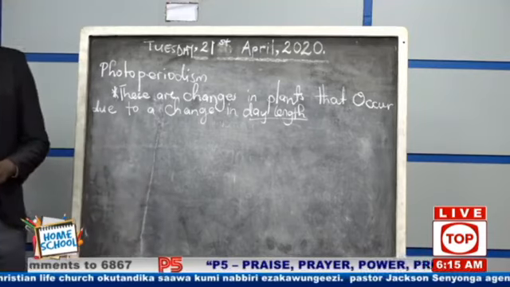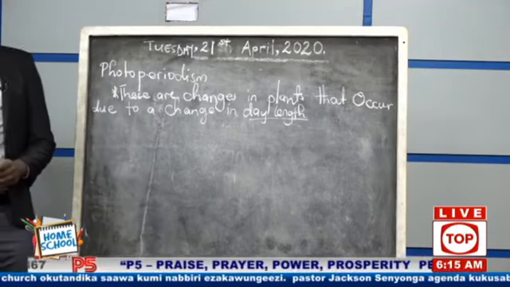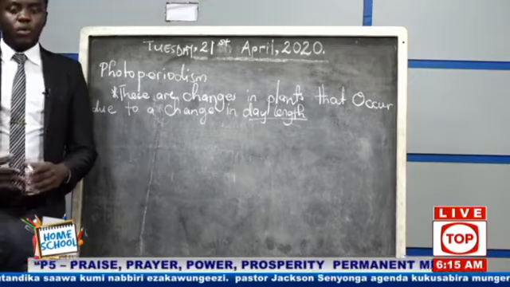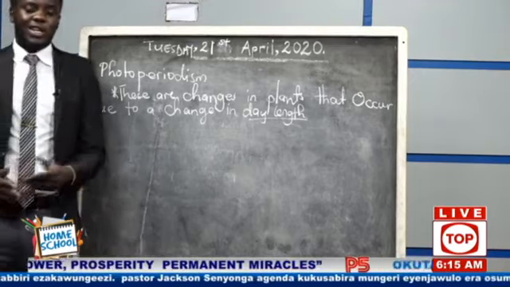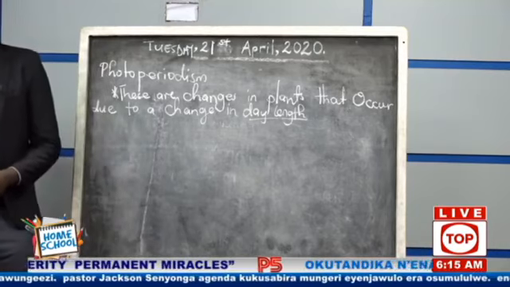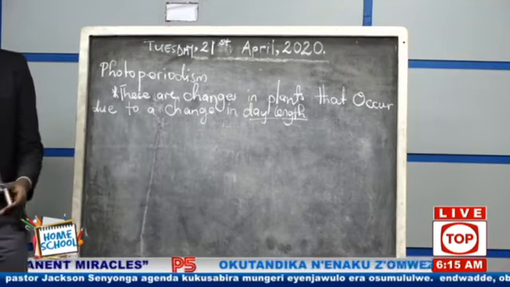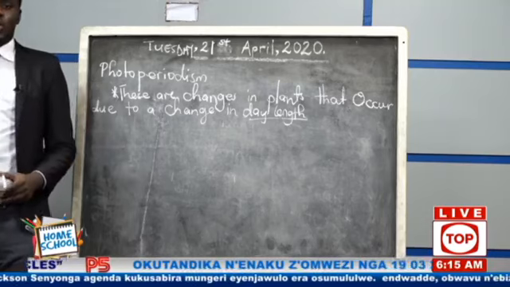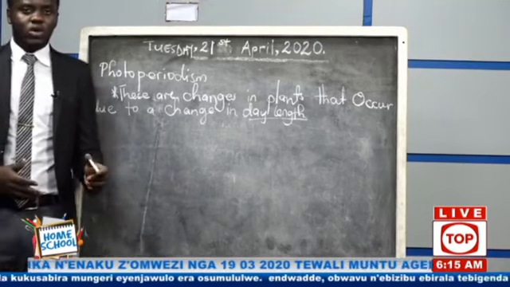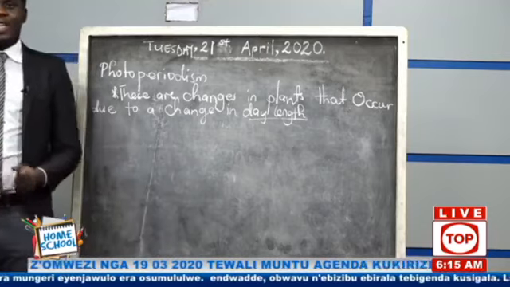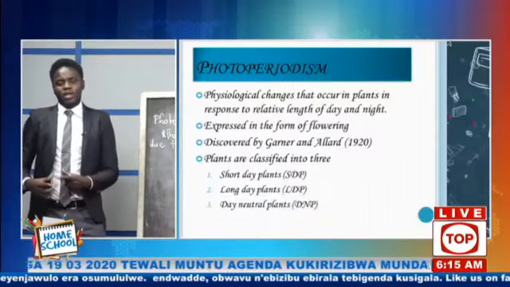We know that we don't entirely have the same amount of time throughout the year. We have months in the year where we have longer days than nights, and we have months in the year where we have longer nights than days. And plants have also adapted to be able to respond to these different physiological changes. So their physiological changes are sometimes tied to the period of day.